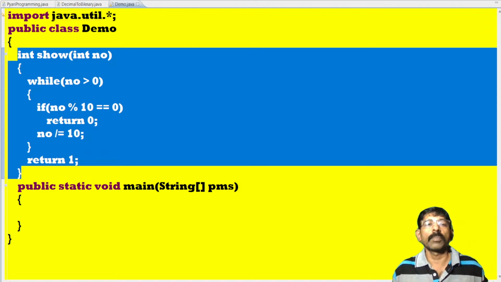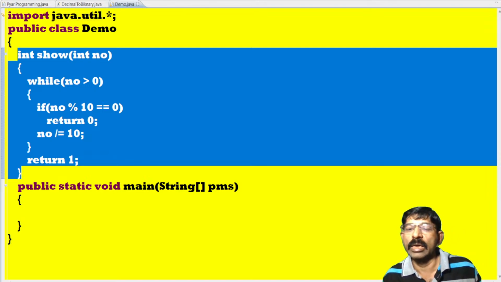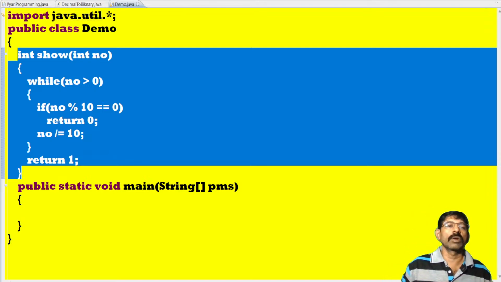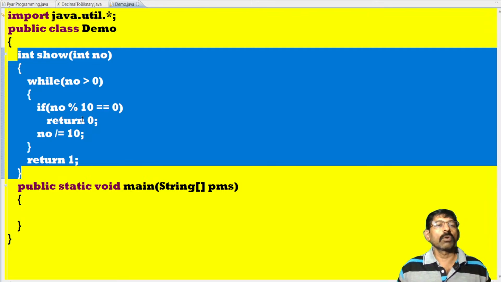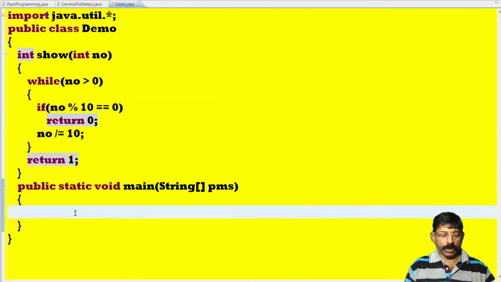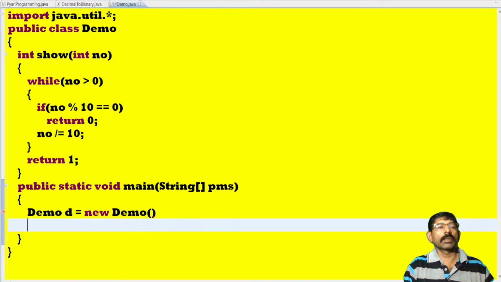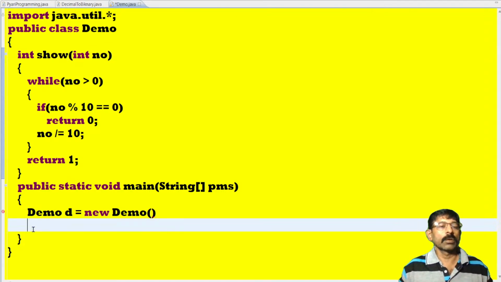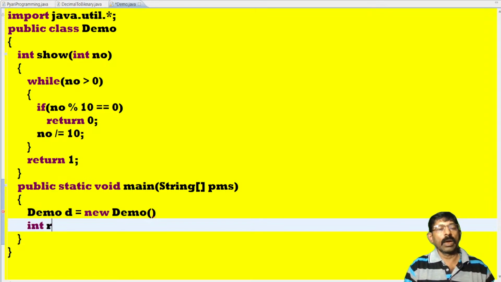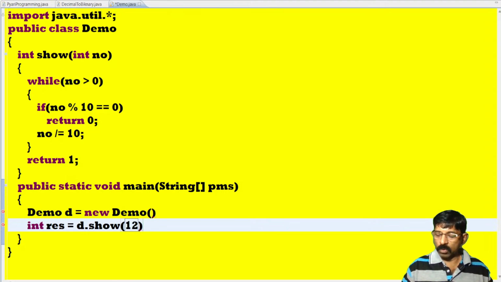Which number system program logic am I applying? Sahil, Sai Subhankar, okay. So here I am creating an object: Demo d is equal to new Demo. I am calling the method. It is returning a value, so I need to store it. So I will say int res is equal to d.show, where I am passing 1208.